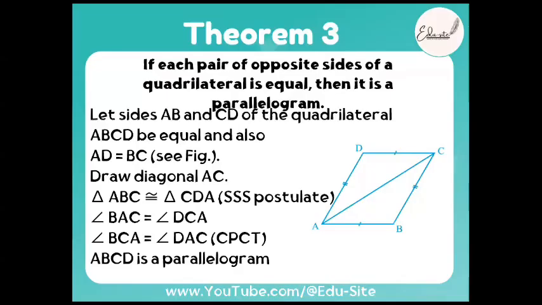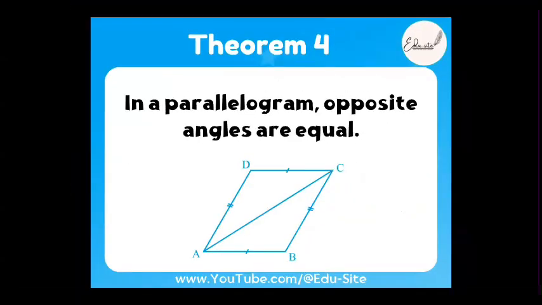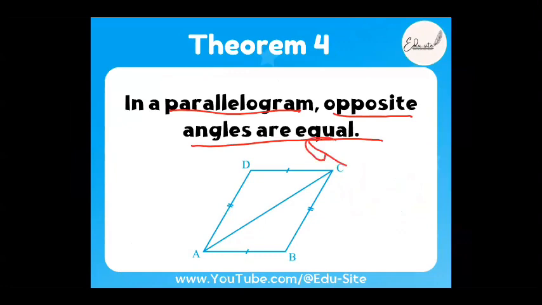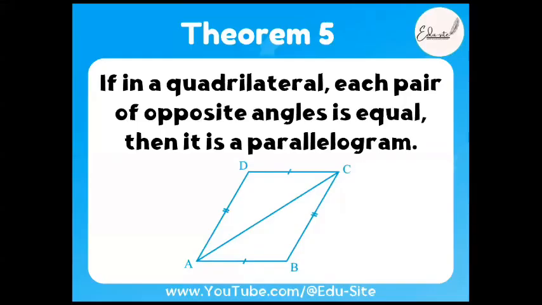Then what did we study in the next theorem? Opposite angles are equal in a parallelogram. And what about the next theorem? The converse of the same theorem is told in theorem 5. It is nothing but if the opposite angles are equal, then it is a parallelogram. Correct? Theorem 5 states that if in a quadrilateral each pair of opposite angles are equal, then it is a parallelogram. Correct?